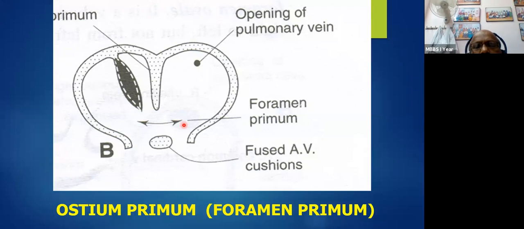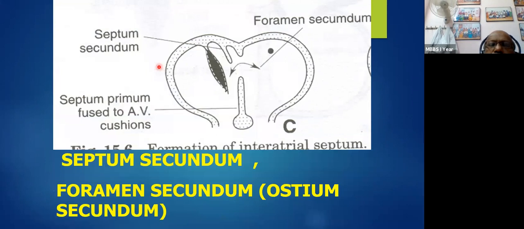So now we will go to embryology. Ostium primum, or foramen primum, is the interval between the septum primum and the septum intermedium for shunting of blood from the right atrium to the left atrium. Slowly this septum primum descends downwards and fuses with the septum intermedium, or AV cushion. At that time, what happens? You will have degeneration of the upper part of the septum primum to form another opening. That opening is formed next, that's why it is called the foramen secundum, or ostium secundum. You can see that now.